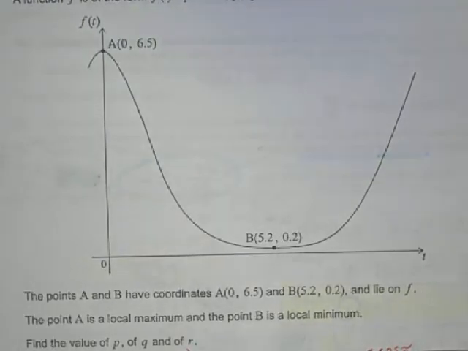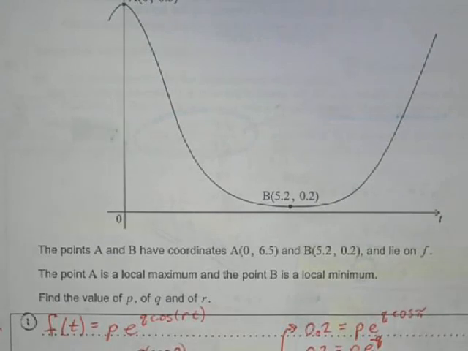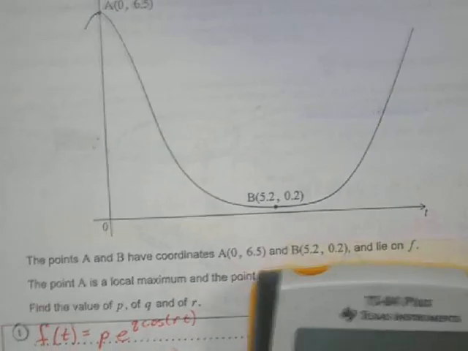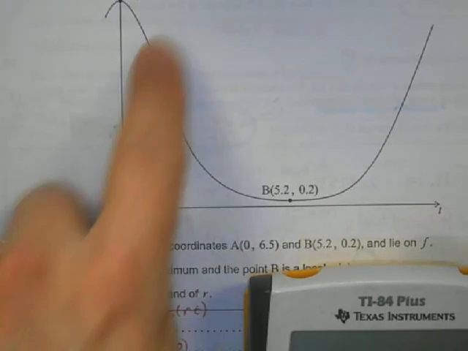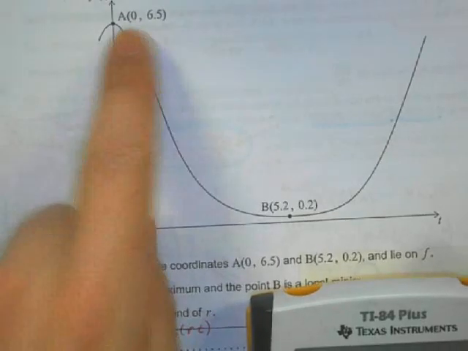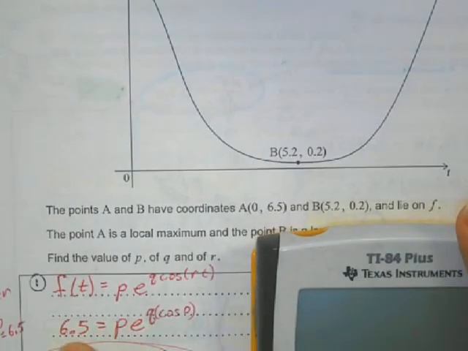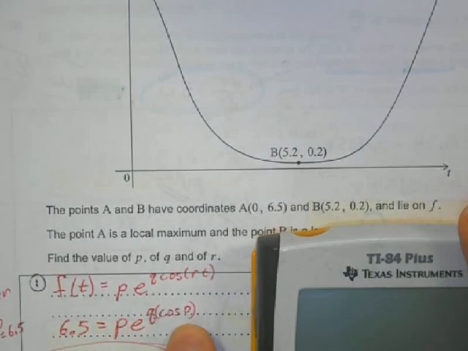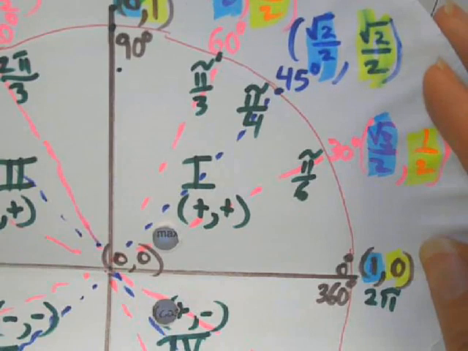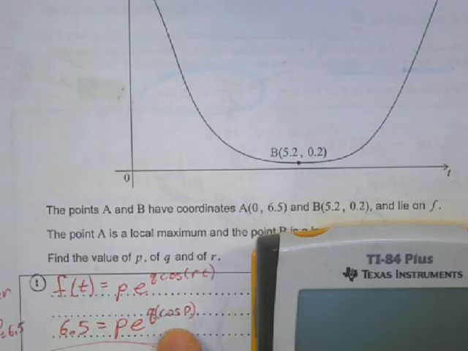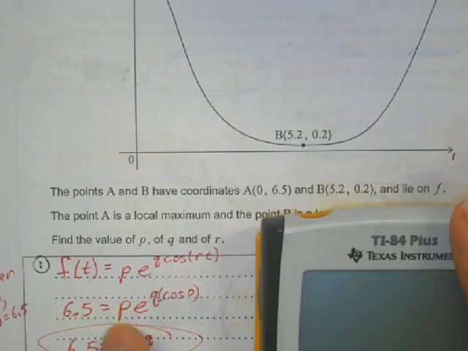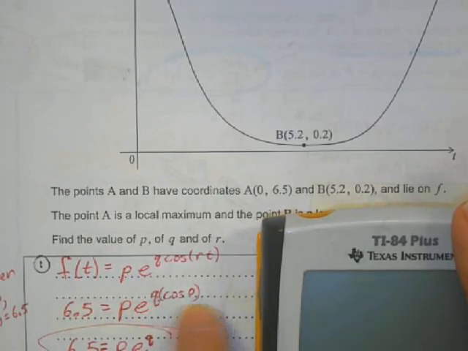Okay, so the first thing I did was say, here's my function that they just gave me, and I used this first point at (0, 6.5). So I plug in 6.5 for y and 0 for t. Cosine 0, we just talked about a minute ago. Cosine of 0, at 0 degrees or radians, is 1. So I'm replacing cosine 0 with 1. So now I have p times e to the q times 1.